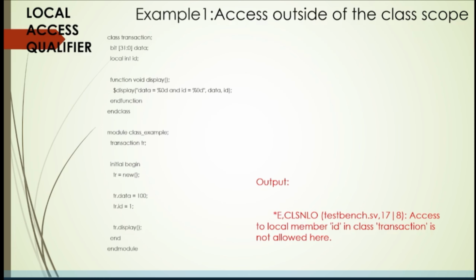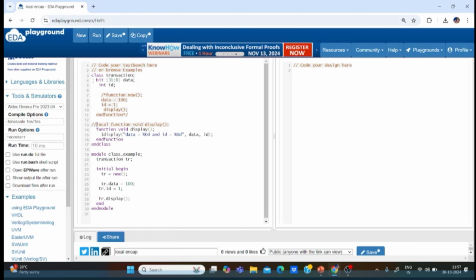Right, now let's see some examples. This is my basic code. I didn't use any keywords here for now. Just see the normal thing here, don't check the commented part, I'll explain that also. This class has two properties, which are data and id. Now I am writing one method, so my class has two properties and one method, which is display. Within the module I am taking my transaction handle tr. With that handle I am assigning data and id values as 101.